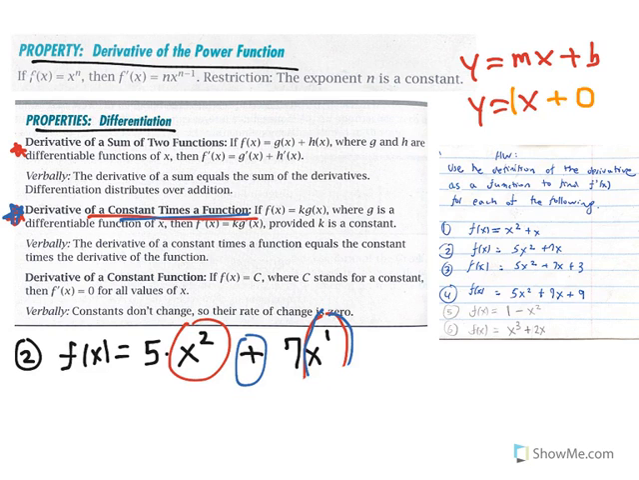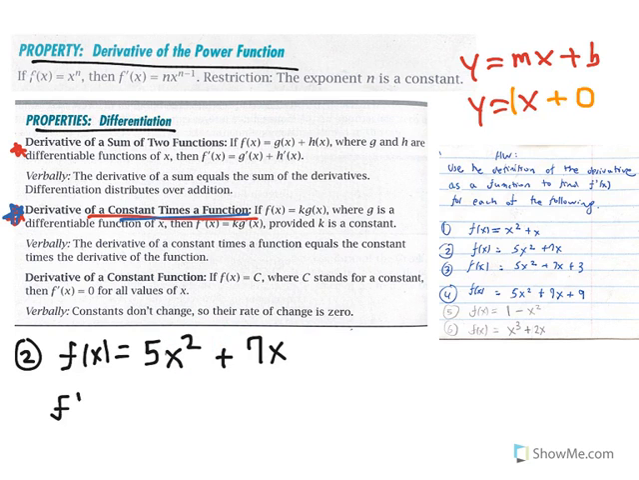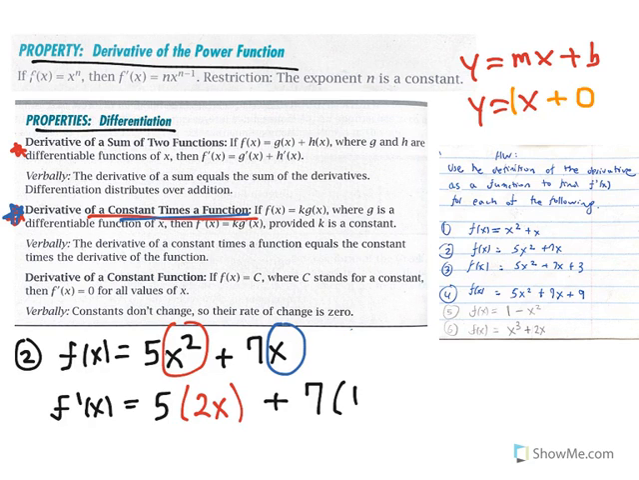So here's how you can quickly find the derivative for number 2 from last night's homework using the rules that we're learning about today. We have f prime of x is equal to 5 times the derivative of x squared. You use the power rule for that, which would be 2x. And then you have plus 7 times the derivative of the function y is equal to x, which is just 1.